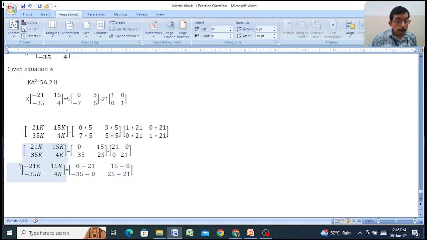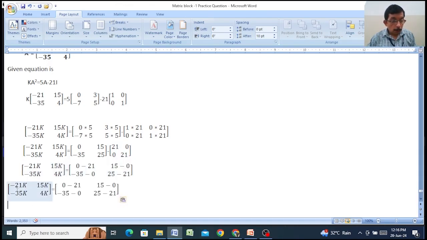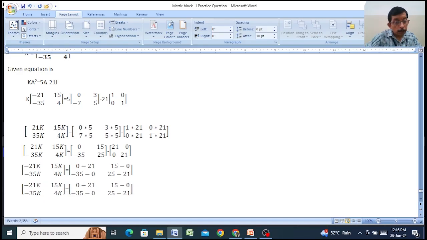Now simplify in the next step. Zero multiply minus 21, answer is minus 21. 15 subtract by 0, answer is 15. Minus 35, 0 minus 35. 25 minus 21, answer is 4.